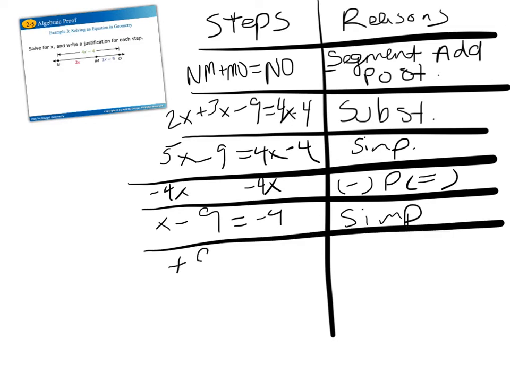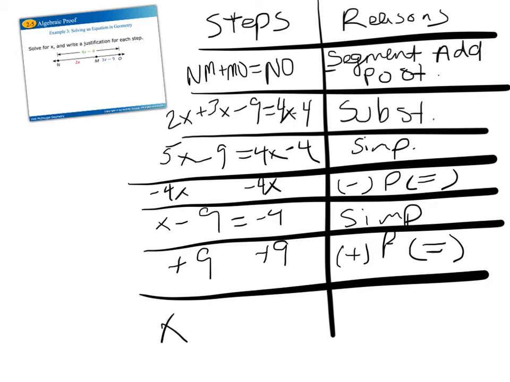Now I'm going to add 9 to both sides. This is the addition property of equality. x equals 5 by the step simplify. So I have solved for x with justifications for each step.